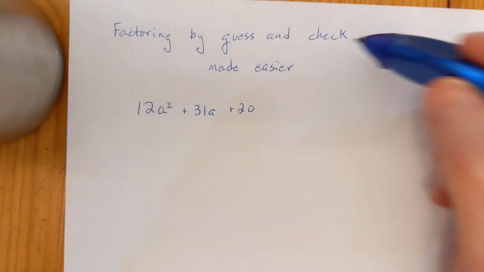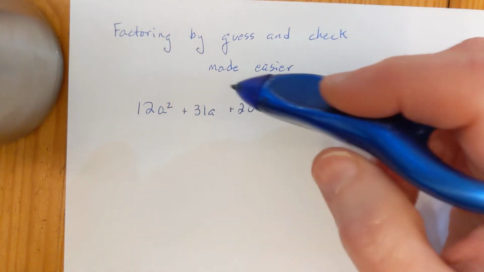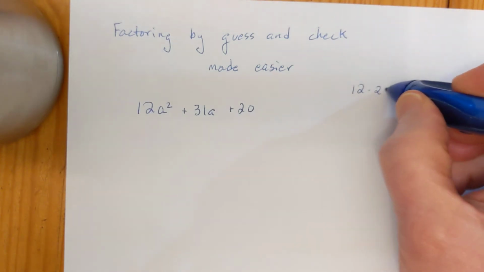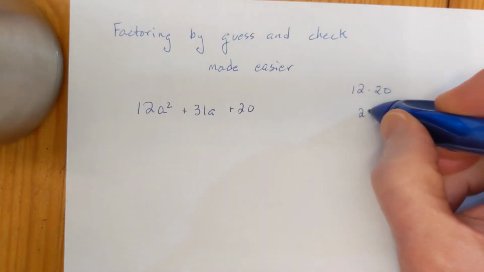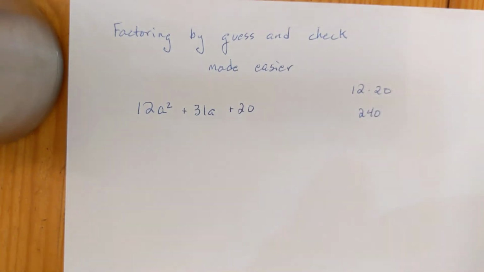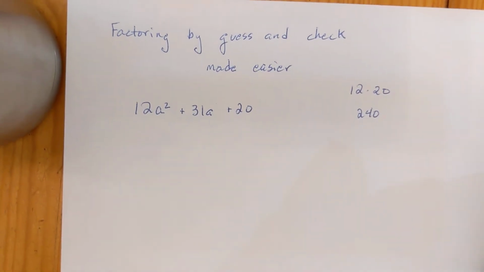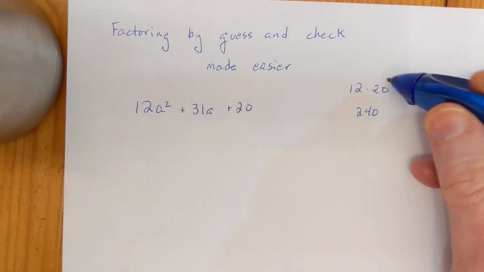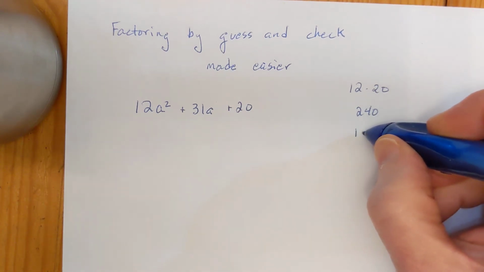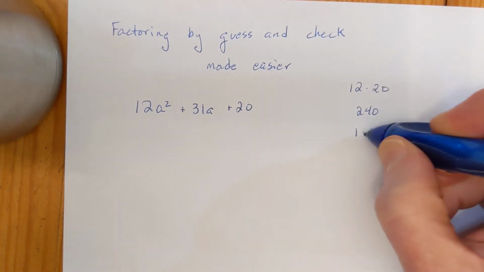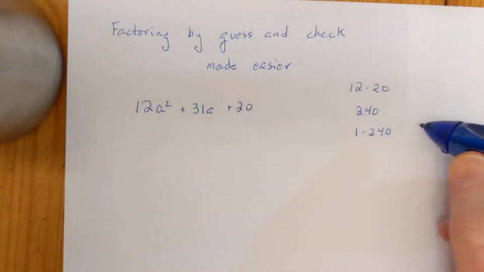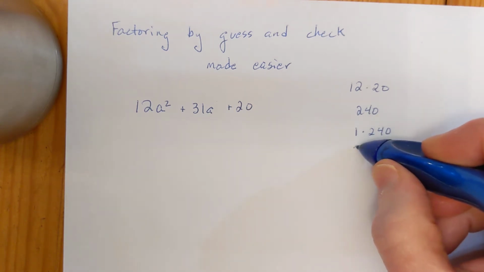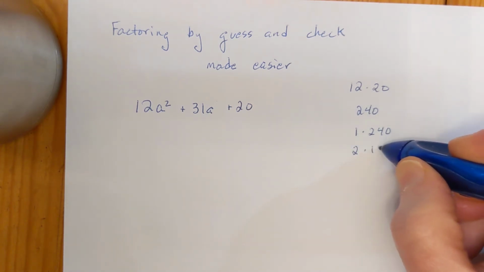So to make it simpler, not simple, just simpler, I'm going to take 12 times 20, and that's going to give me 240. And then I'm going to find pairs of factors that multiply to 240. And I'm going to make a very systematic list, even though I know it's not going to be 1 and 240 because my middle term is only 31A. But I'm going to start there because I want to make sure I get all of them.